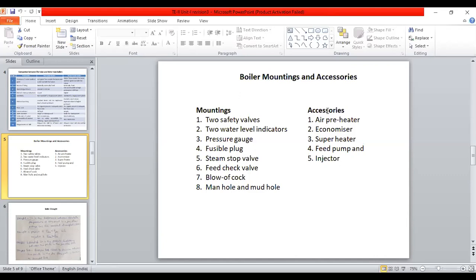And the second category includes the components which are installed to increase the efficiency of the steam power plant and help in the proper working of the boiler unit. These fittings are called boiler accessories. These are the air preheater, economizer, superheater, feed pump, and injector.